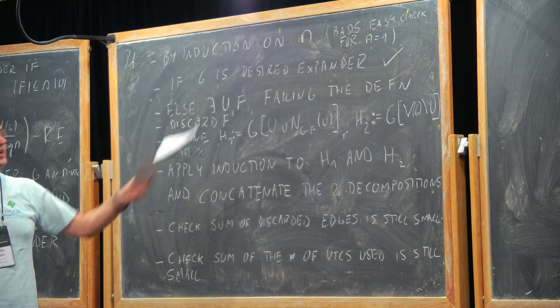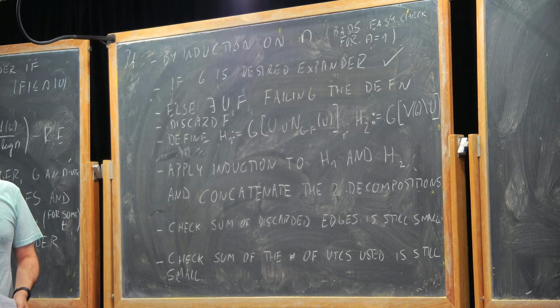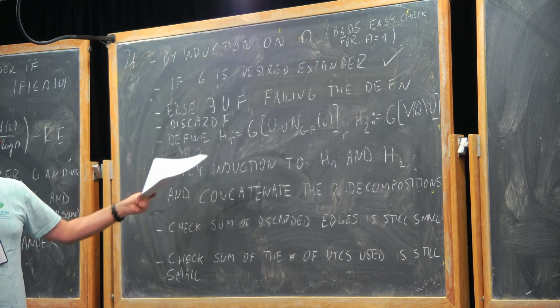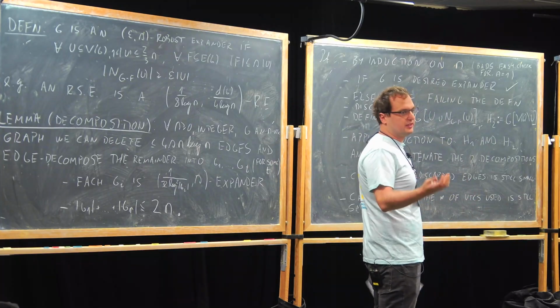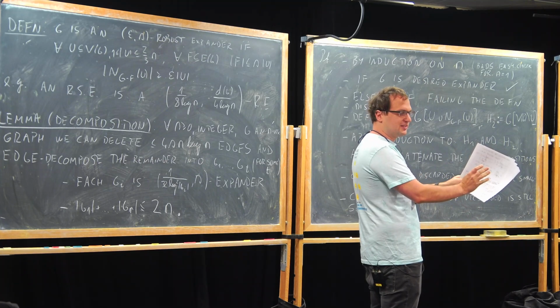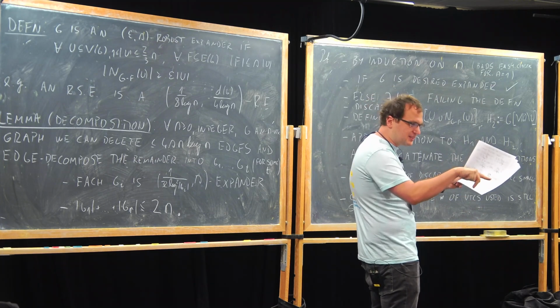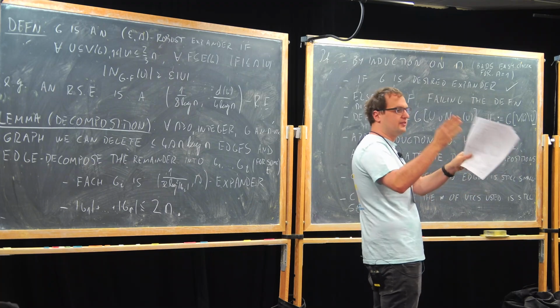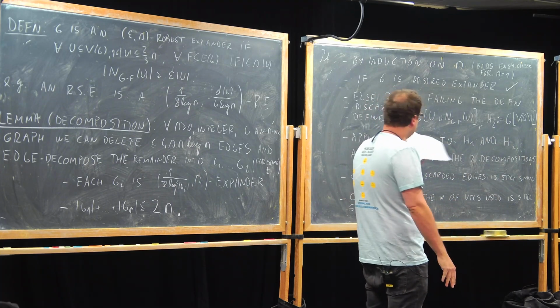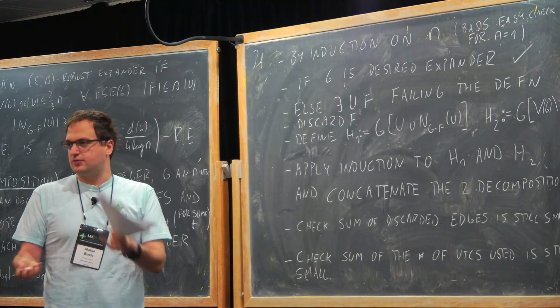Otherwise, there is a U and F which fail the expansion condition. Discard the edges in F. This will go into our junk set. And then invoke induction on the 2 graphs that we looked at for the pass to expander lemma as well: the set that doesn't expand well anymore, plus its small neighborhood, and the complement. And then induction gives you 2 decompositions, one of each of these graphs.